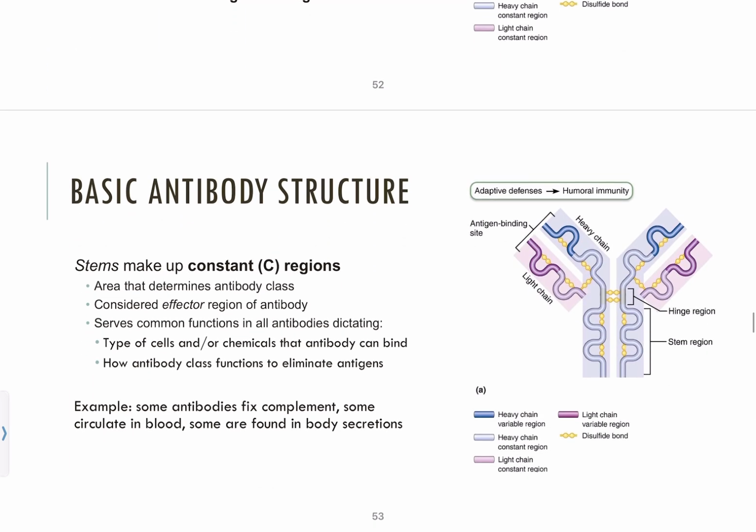The other region is going to be our stem region down here of our Y, and this is what we refer to as the constant region. So it makes up the rest of the antibody. And the constant region is going to determine the antibody class. Like I mentioned, there's 5 different types, so we have 5 different types of constant regions, as well as its function. Usually the constant region does not vary among the antibodies as long as they are making up the same class.